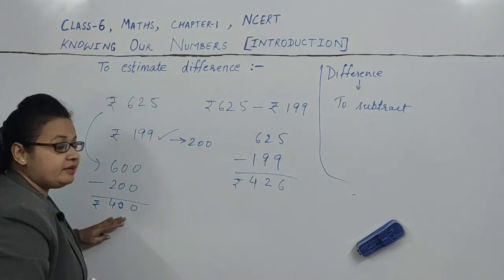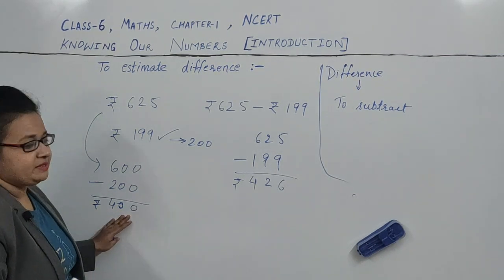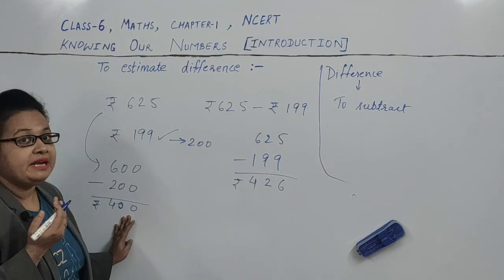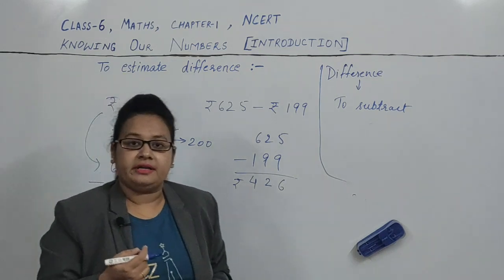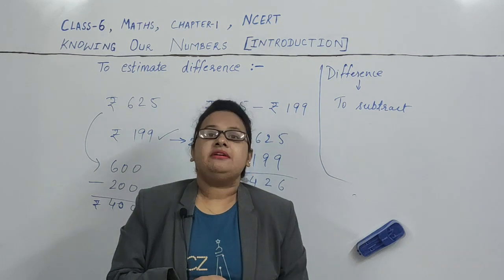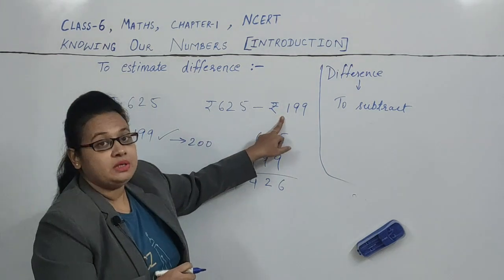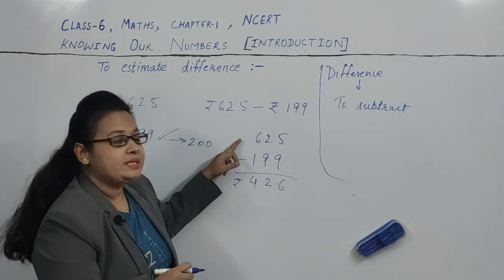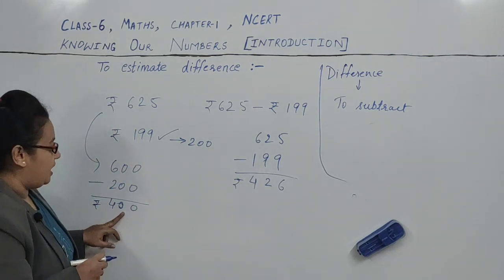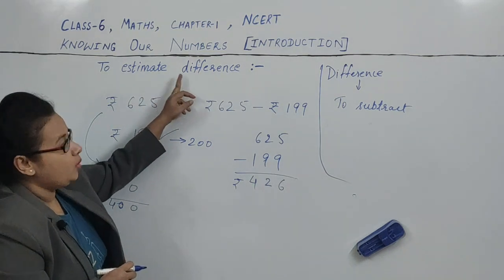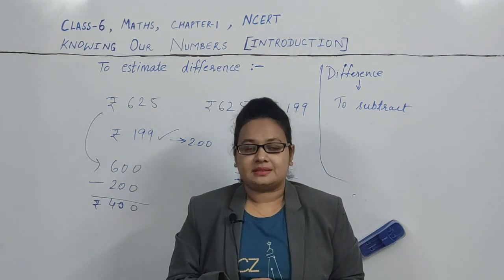And what did I estimate the difference as? I estimated that around 400 rupees will be left with me if I purchase this thing. So this is why in our day-to-day life, we estimate the difference between two numbers without doing the actual subtraction. We get a rough idea of the number. So we do this estimated difference. Now let us learn how to do this.